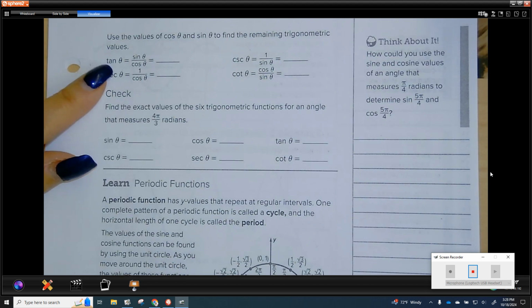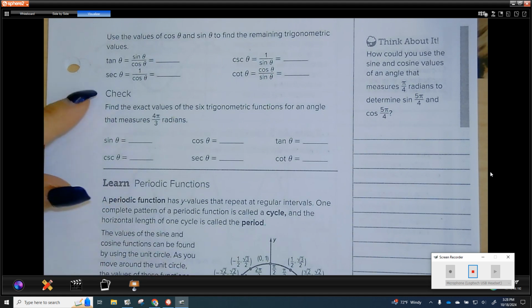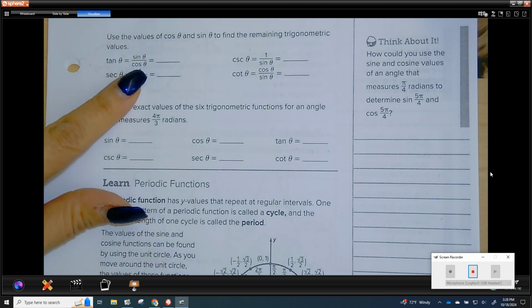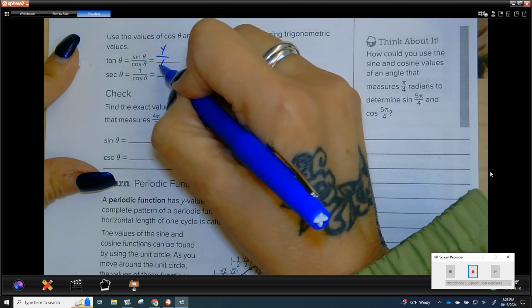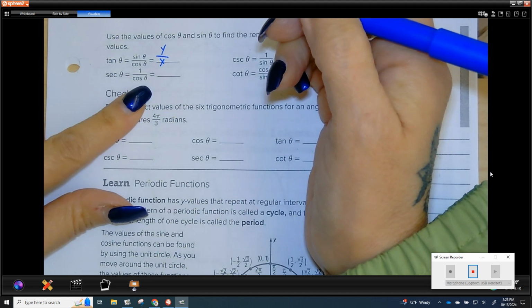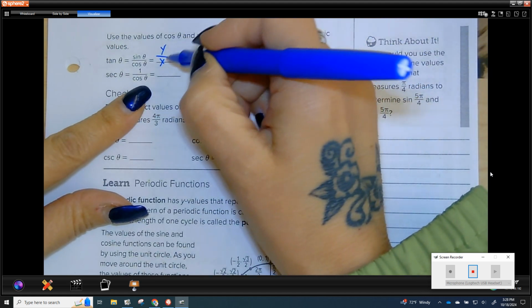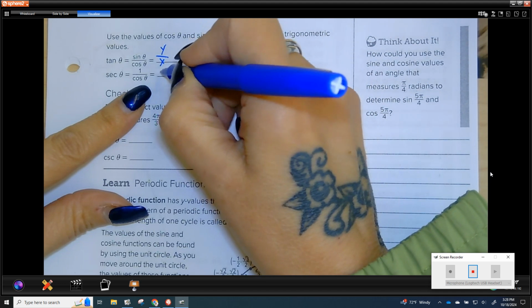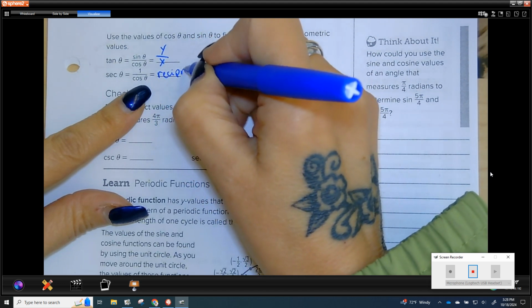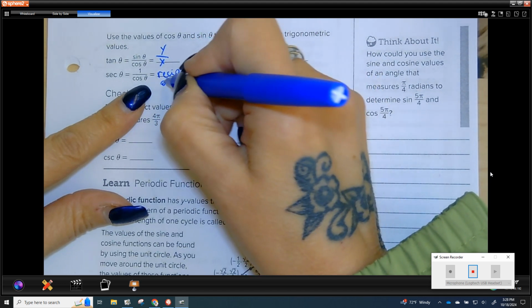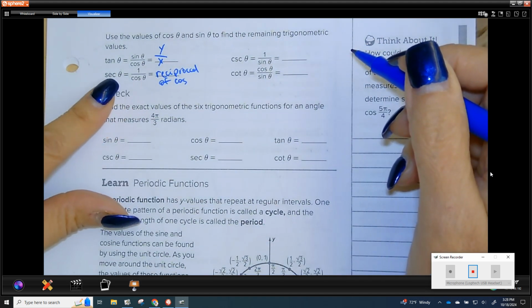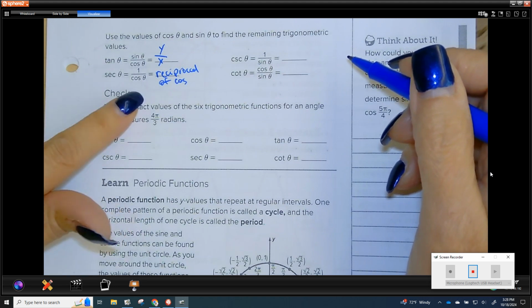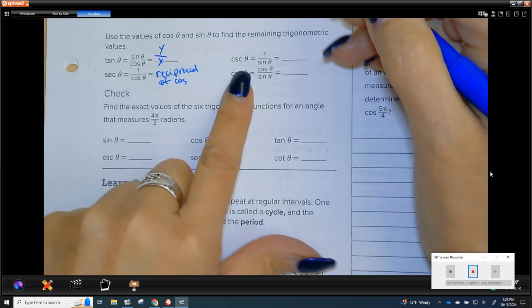So tangent, here's a circle, but tangent is sine over cosine. When we are using the circle, that is your y value over your x value. Secant is 1 over cosine, so it is the reciprocal of cosine. Secant means you find cosine and then you flip it. Okay? You get the reciprocal.